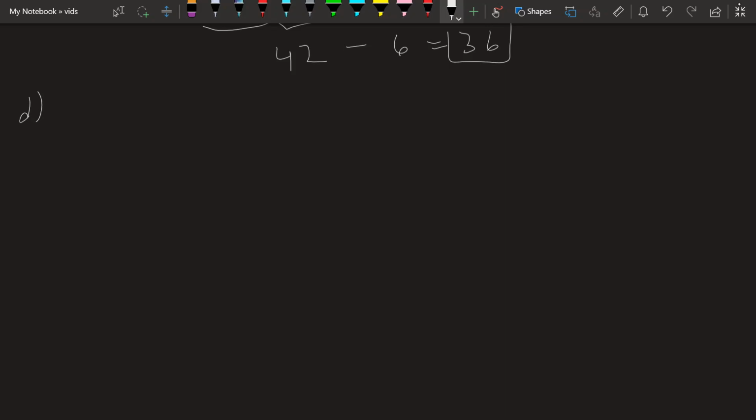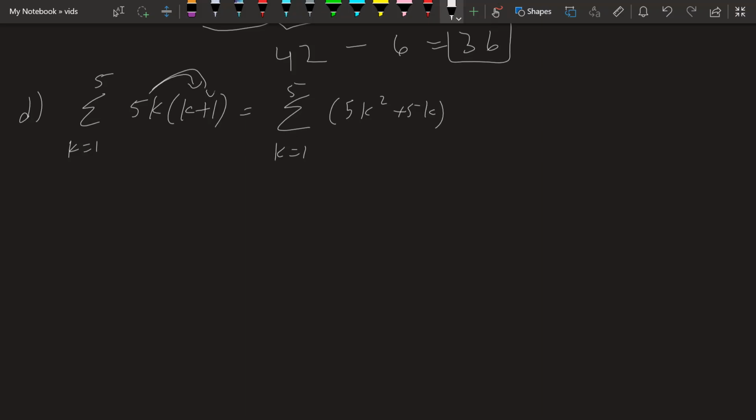Let's go to D. Number 2D is also coming in the revision sheet. Sigma k goes from 1 to 5 of 5k multiplied by k plus 1. Let's simplify the inner term. We get 5k squared plus 5k, as we just distributed. And we can split the sigma.